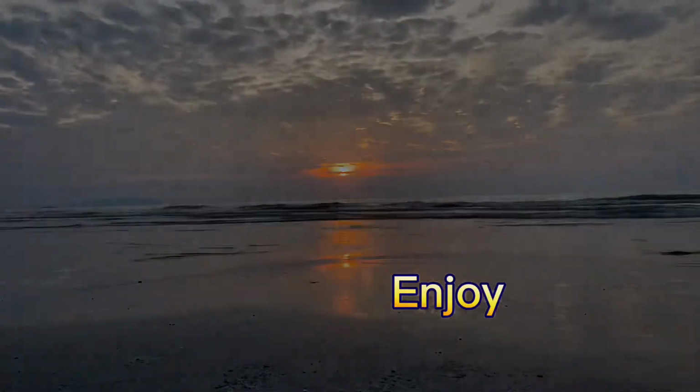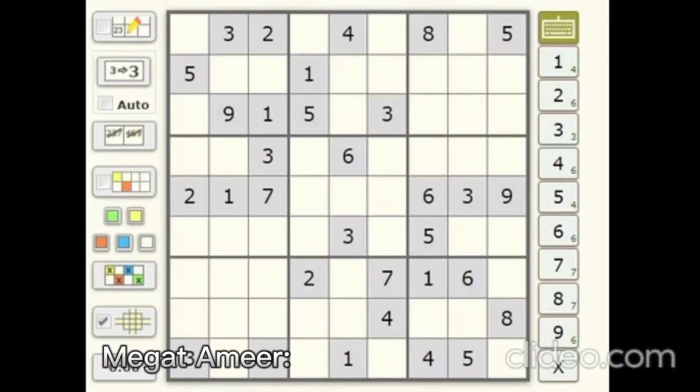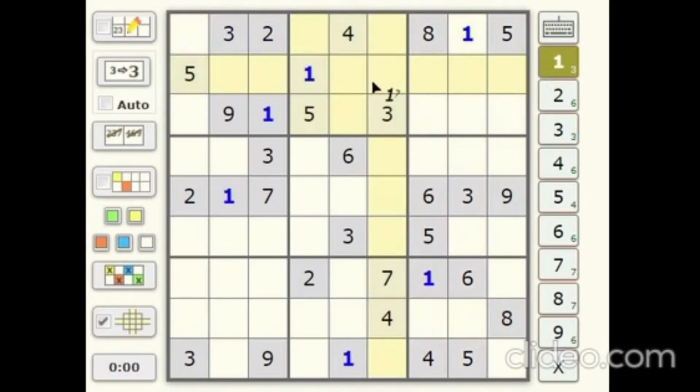Hello guys, today I will explain how to solve the Sudoku in question number 2. First of all, look at this cell. We can insert 1 in this cell because in square 3, 1 cannot be in row 2 or row 3. Then, we can enter 4 in this cell because in row 5, 4 cannot be in column 5 or column 6.